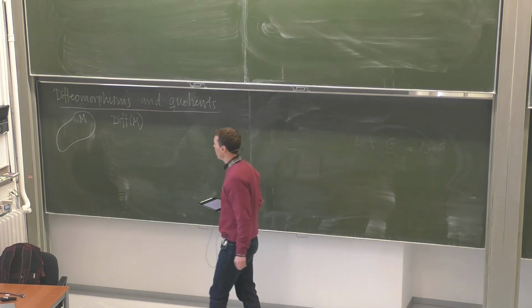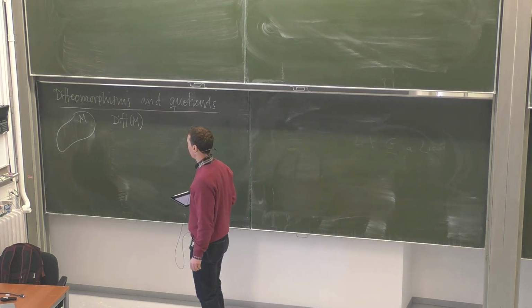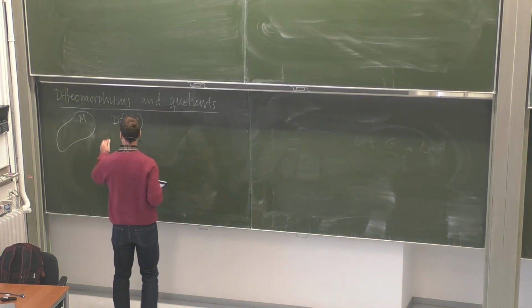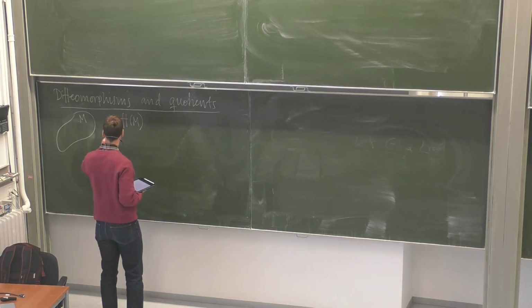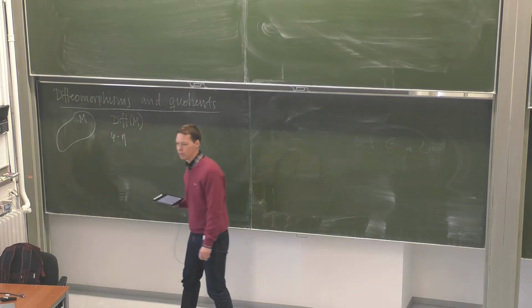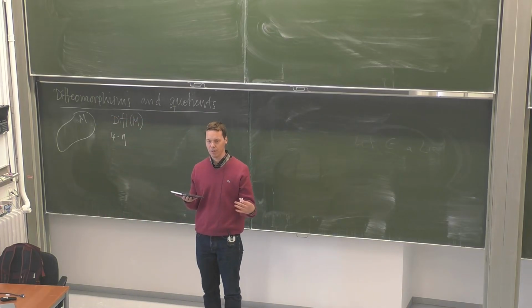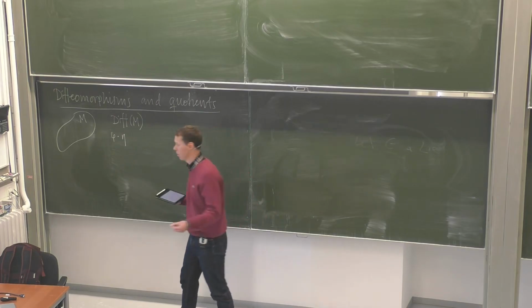And this space has a natural group structure. If I take two elements, phi and eta, I can multiply them. How do I multiply them? I just compose them with each other. It gives me a new diffeomorphism.